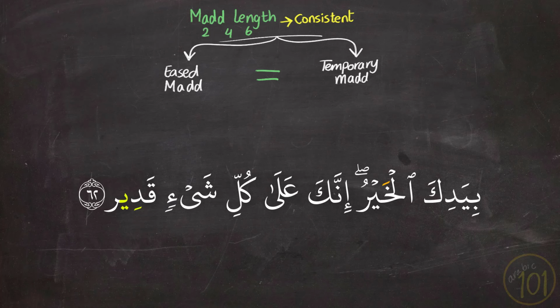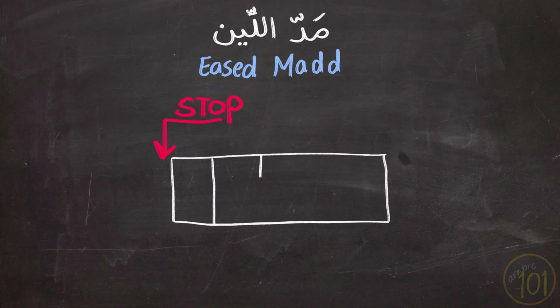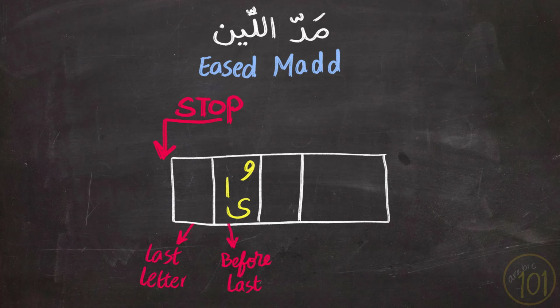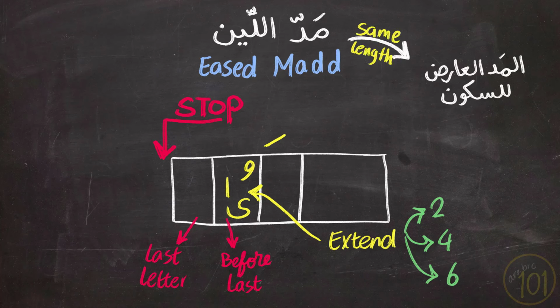So madd lin could be shorter or the same as madd al-arid lis-sukun, but never longer than al-madd al-arid lis-sukun. So madd al-lin happens to a madd letter coming before last in a word you're stopping at. Not only that, but the letter before it has to have fatha on top. And when this happens, you may extend the madd letter for 2, 4, or 6 harakat. And the best practice is to keep madd al-lin the same as al-madd al-arid lis-sukun.